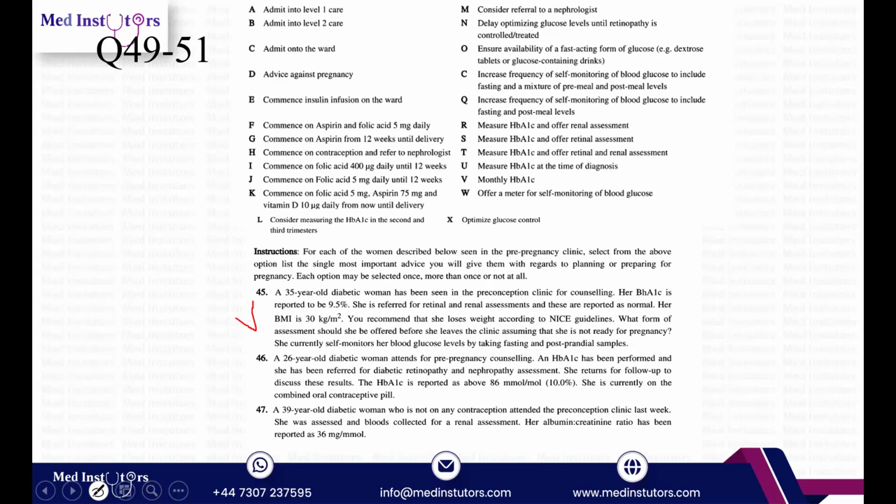Okay, Dr. Ruby is saying D. Dr. Husni is saying D. Dr. Pradeep is as well saying the same thing. D. Yes, you're right. Advice against pregnancy. Why X, Dr. Manikam? What is X? Optimize glucose control. Yes, that is there. But at 10, the first advice is we do not get pregnant and give a contraception. They have not given contraception anywhere. So, it's D. Advice against pregnancy.